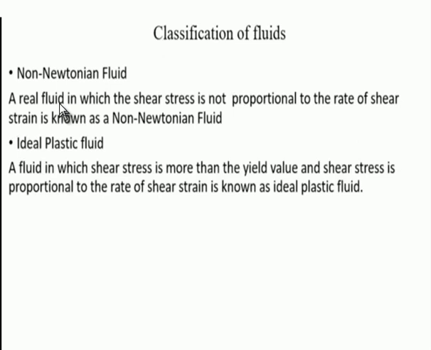Okay. Next type is ideal plastic fluid. A fluid in which shear stress is more than the yield value and shear stress is proportional to the rate of shear strain is known as ideal plastic fluid. So we know the ideal fluid; here it is the ideal plastic fluid.